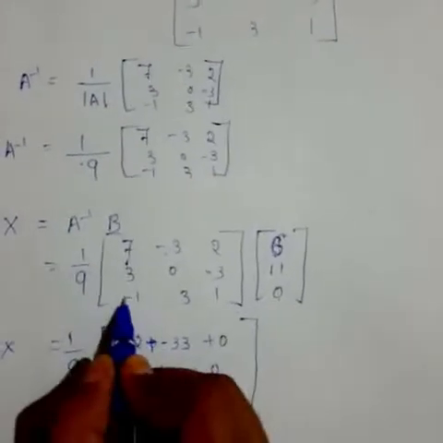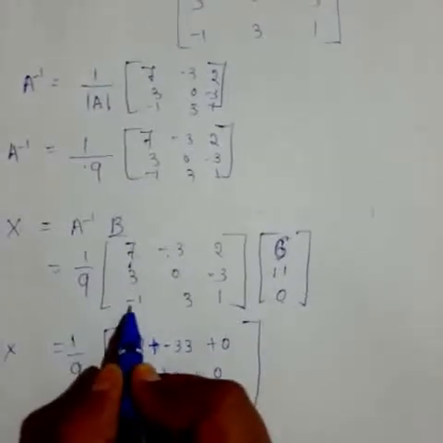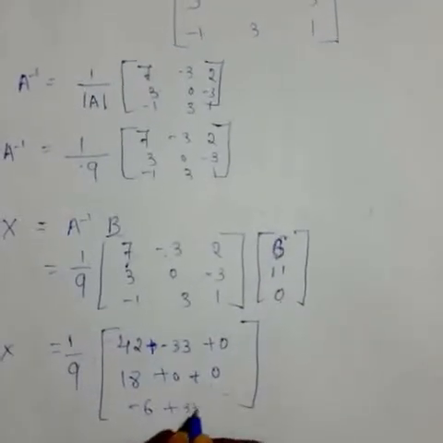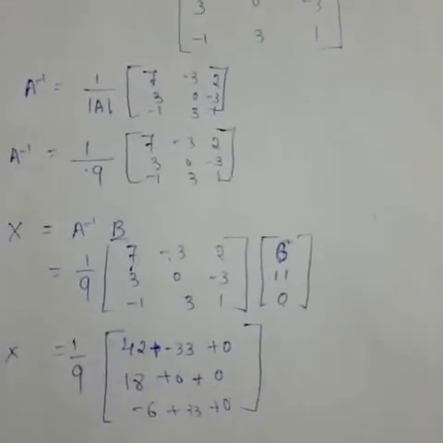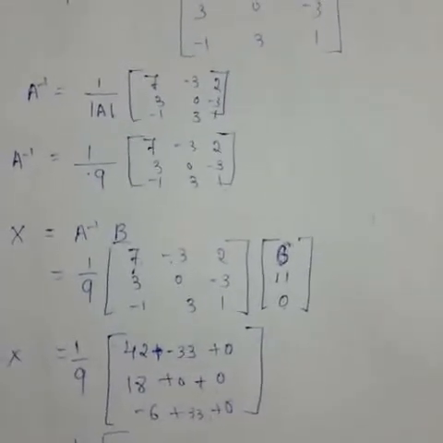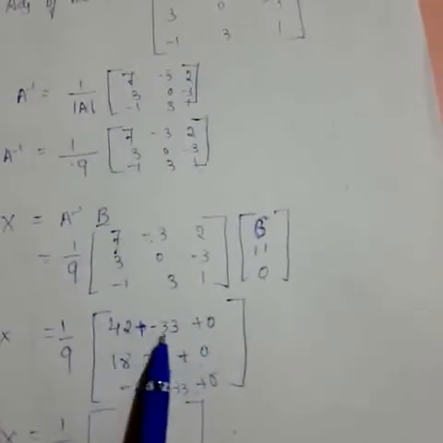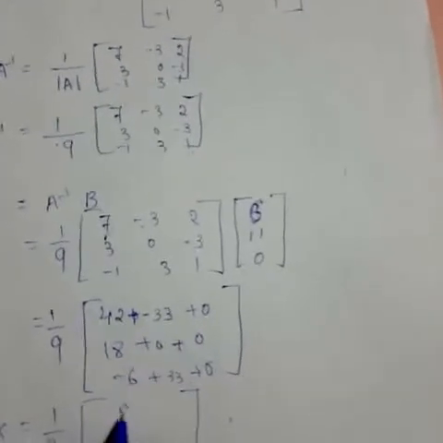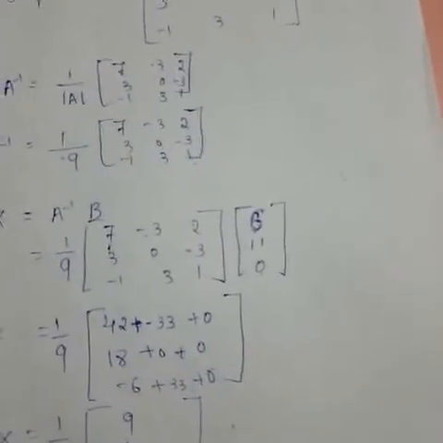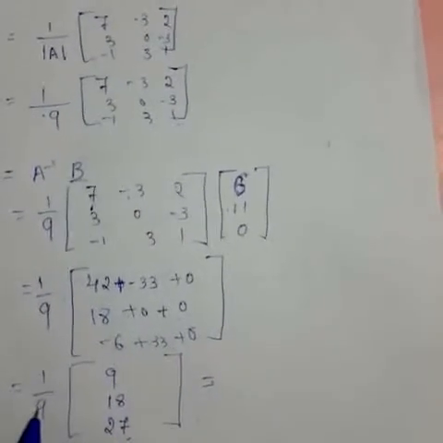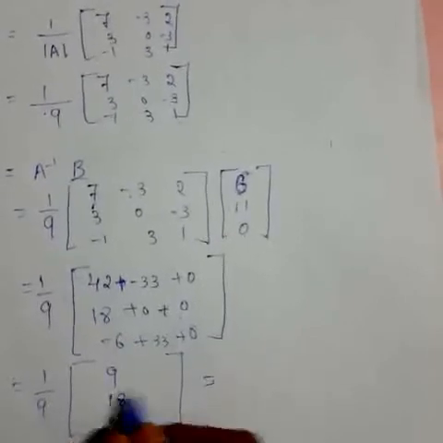Okay, next third row, this column you will get minus 1 into 6 minus 6 plus 33 plus 0. You got 1 by 9, yes, these are matrix. Okay, 42 minus 33 means you will get 9. 18 plus 0 means 18, and minus 6 plus 33, you will get 27. Okay, you saw 1 by 9, take it inside, you will get 9 by 9.